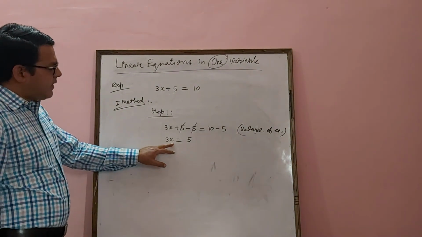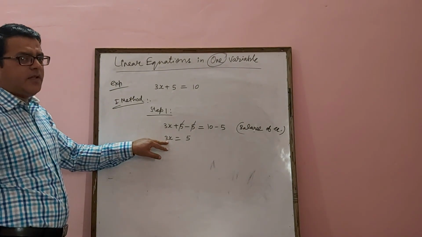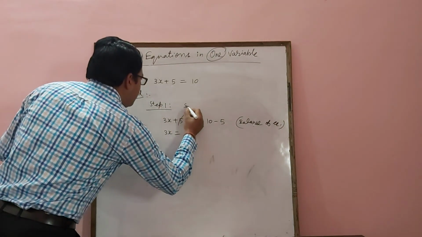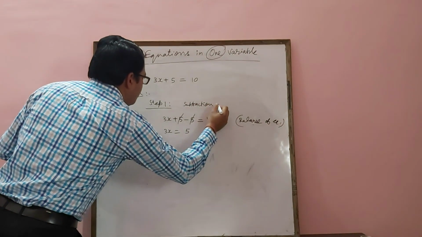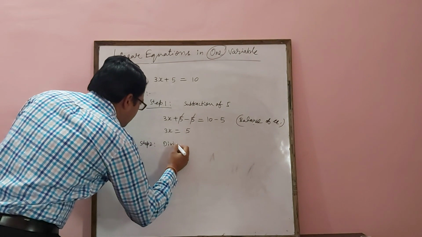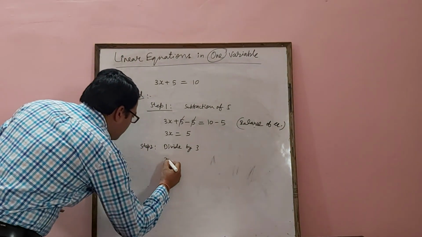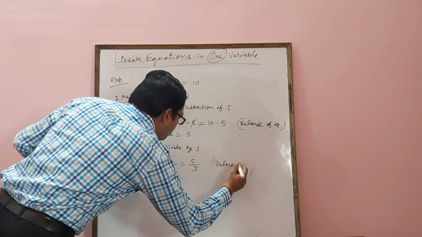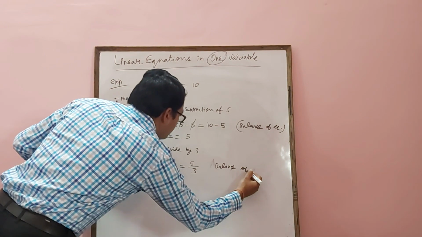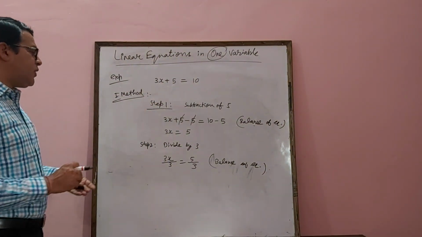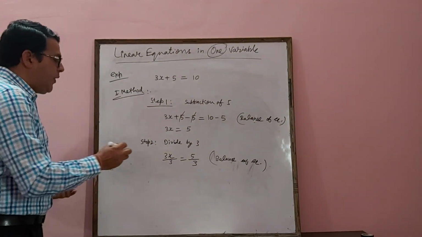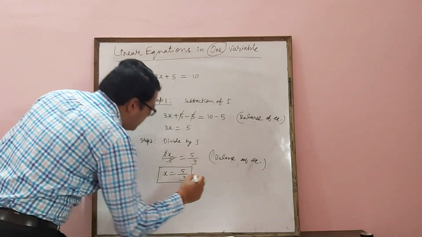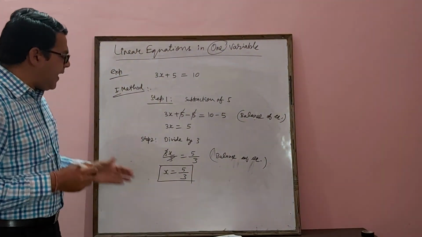Now see, in this term, x and 3 are in multiplication. So what to do? In the second step, here we subtracted 5, and here we will divide by 3, on both sides. The balancing should be maintained. That's why we are dividing by 3 on both sides. Now we can cut 3 by 3, and what we have here is x equals 5 by 3. So this is the solution of this equation. The value of x is 5 by 3.